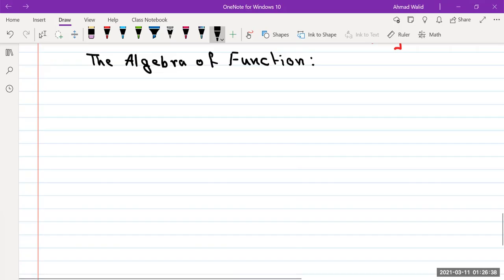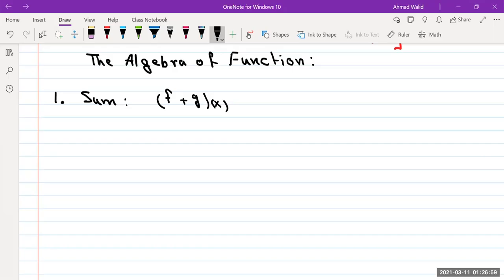Let's start. You have 4 operations. Number 1, sum. If I have f plus g of x, you have 2 functions. One of them is f of x. The other one is what? g of x. If you want to add these 2 functions, then f plus g of x means f of x plus g of x. Correct?